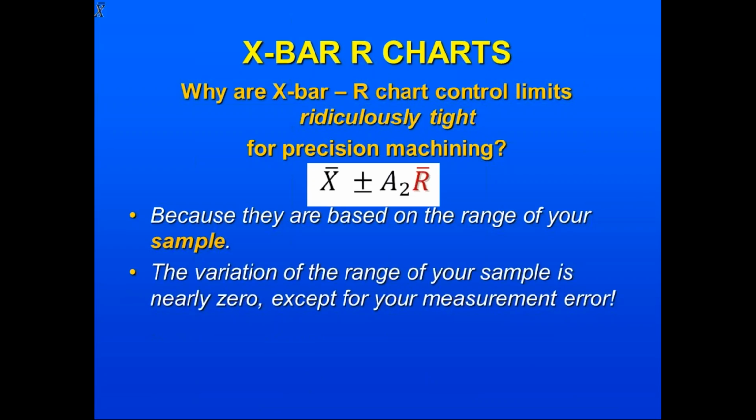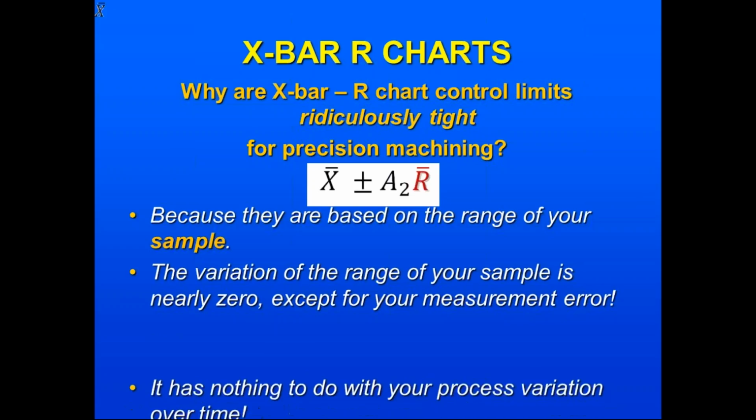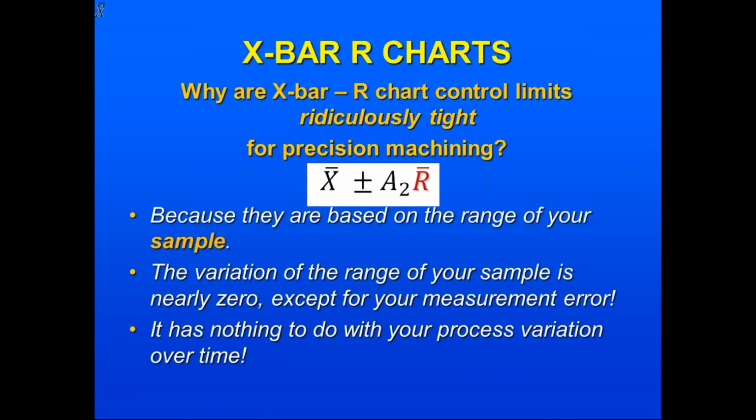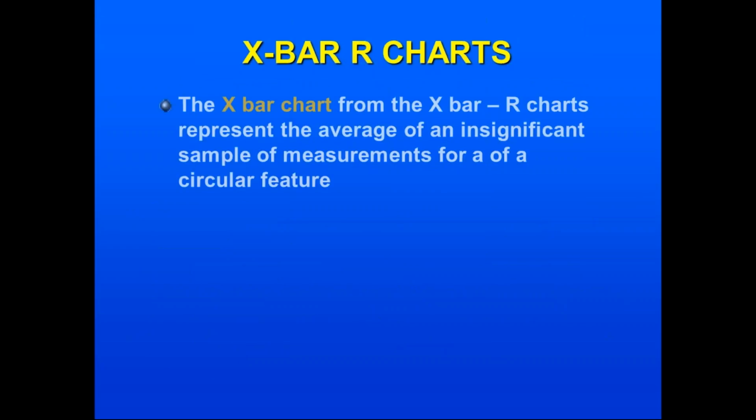There's very little variation in consecutive parts in precision machining except for your measurement error, which once again is the variation that's within that you're picking up, not between, which is what you really want. And this has nothing to do with your process variation over time. So again, you're calculating ridiculously tight control limits that have no meaning over your process.